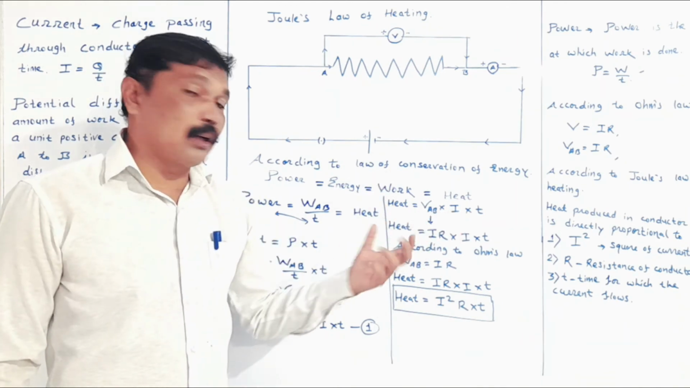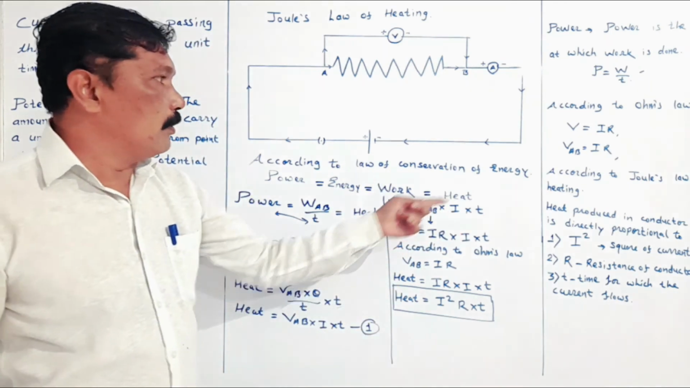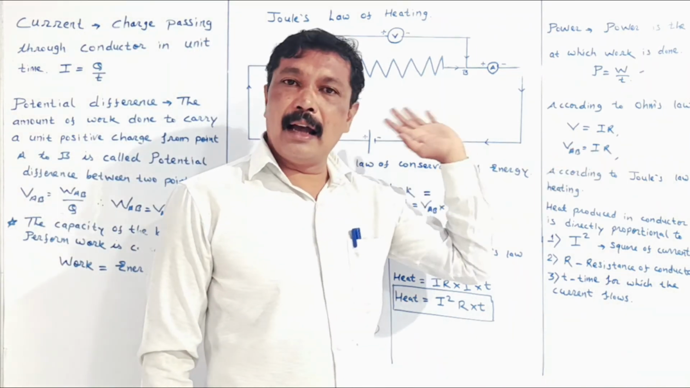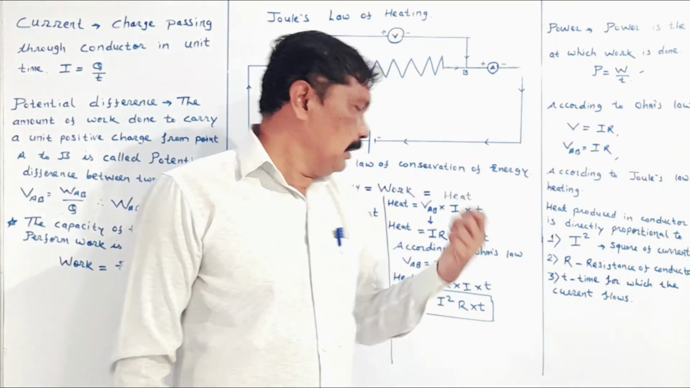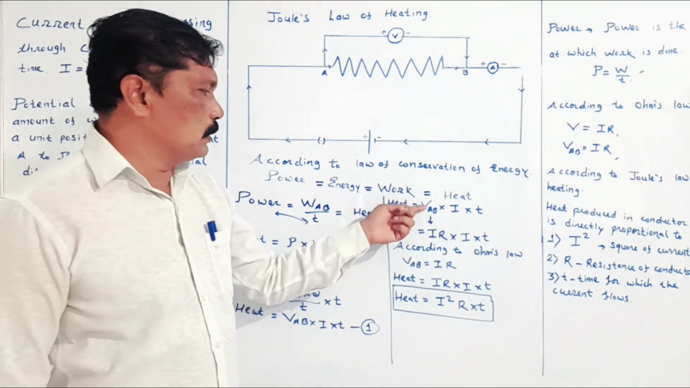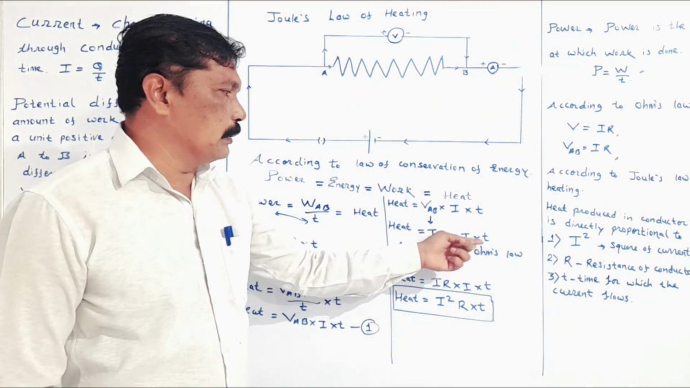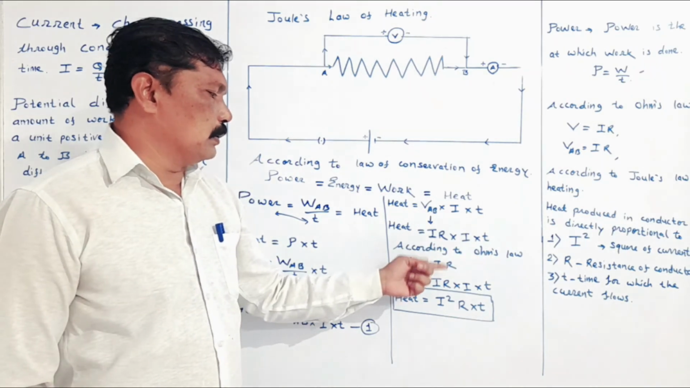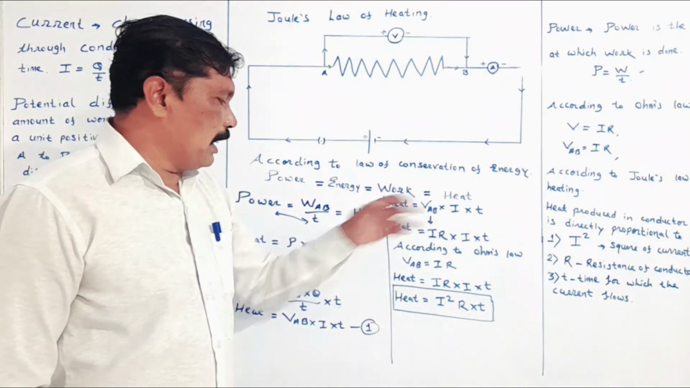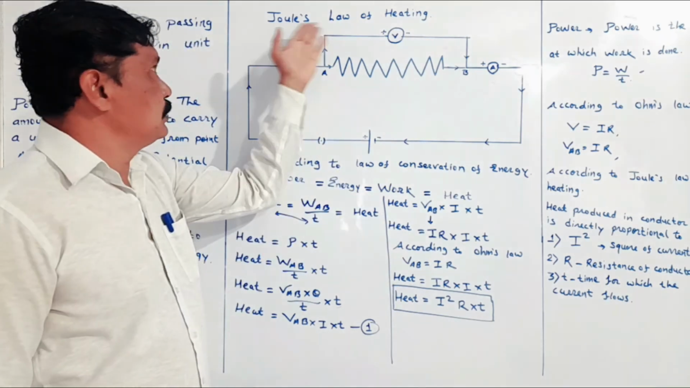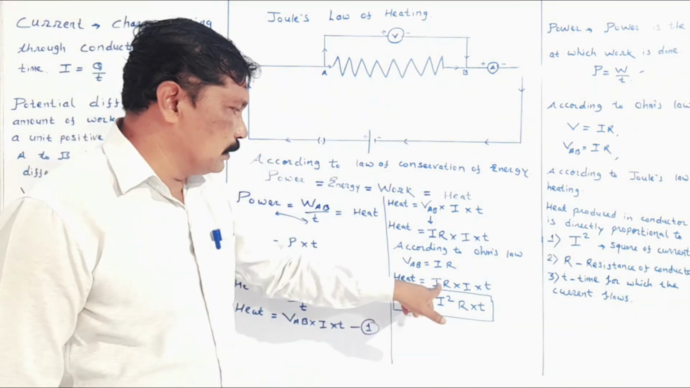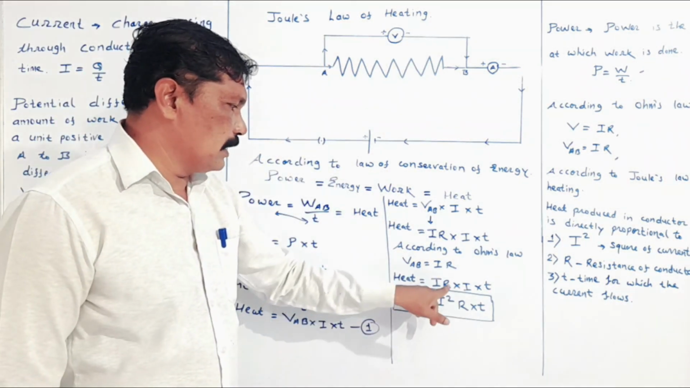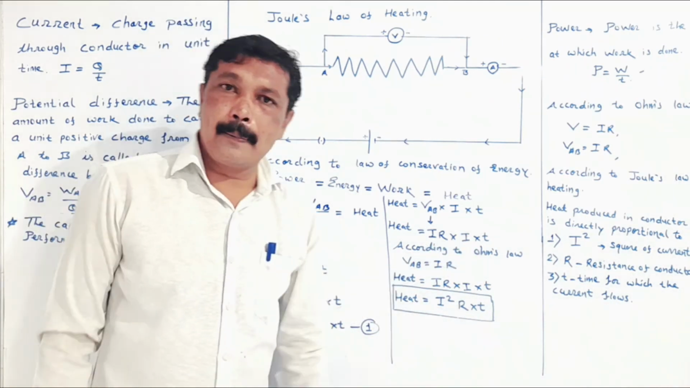But according to Ohm's law, VAB is equal to IR. So we put this value in the equation: heat is equal to IR into I into T. So we get Joule's law of heating, that is, heat is equal to I square R into T.